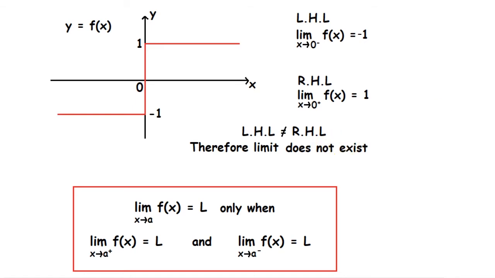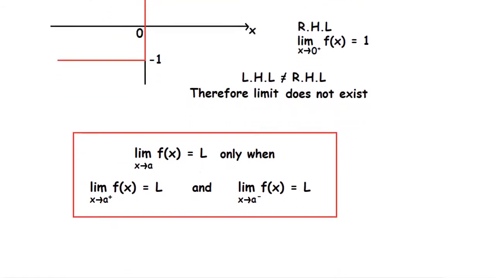So therefore we can conclude that the limit of a function f(x) when x tends to a is equal to L only when the limit of f(x) as x tends to a positive is equal to L, and also when the limit of f(x) as x tends to a negative is equal to L. That is, the left hand limit and the right hand limit must give us the same value.